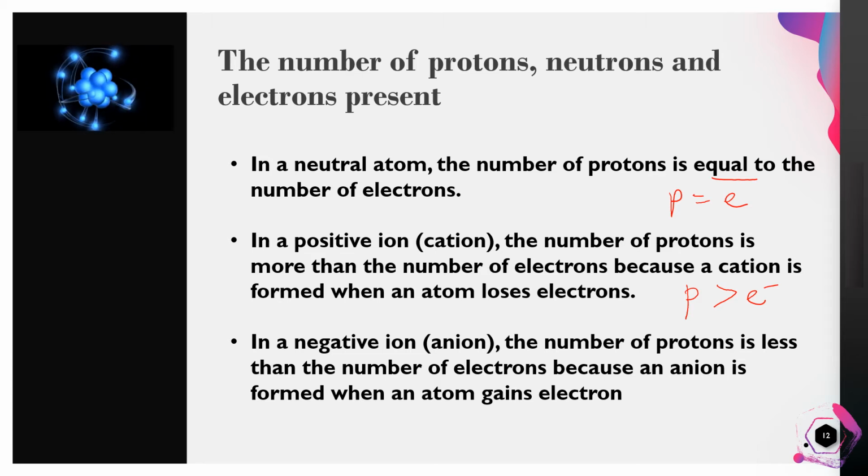Okay, so for a negative ion, the number of protons is less than the electrons. Okay, because an anion will accept electrons. So the electrons will be more than the protons.